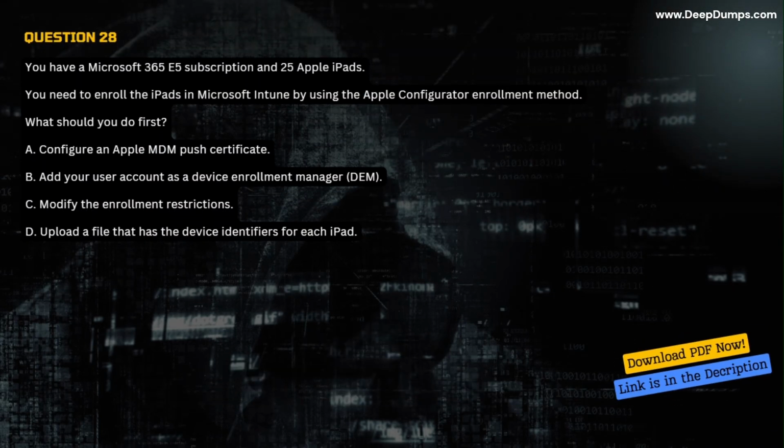Question 28. You have a Microsoft 365 E5 subscription and 25 Apple iPads. You need to enroll the iPads in Microsoft Intune by using the Apple Configurator enrollment method. What should you do first? A. Configure an Apple MDM push certificate. B. Add your user account as a Device Enrollment Manager (DEM). C. Modify the enrollment restrictions. D. Upload a file that has the device identifiers for each iPad.